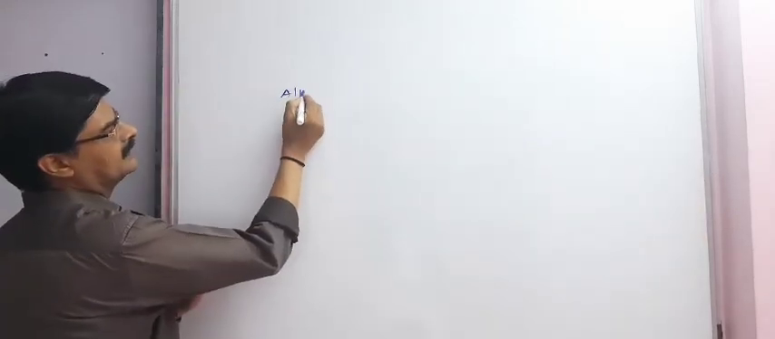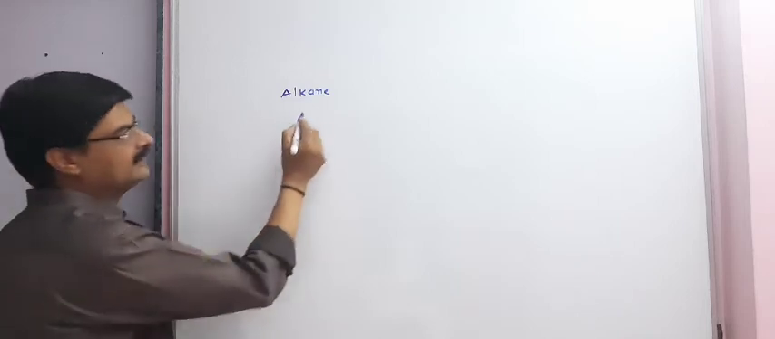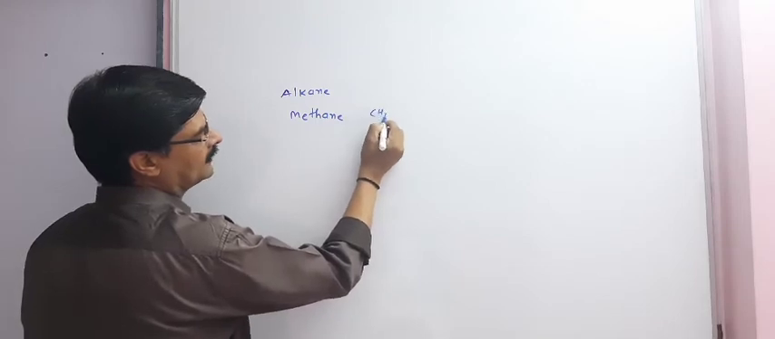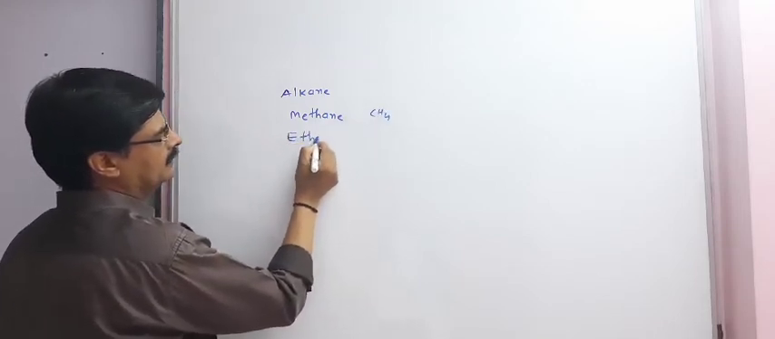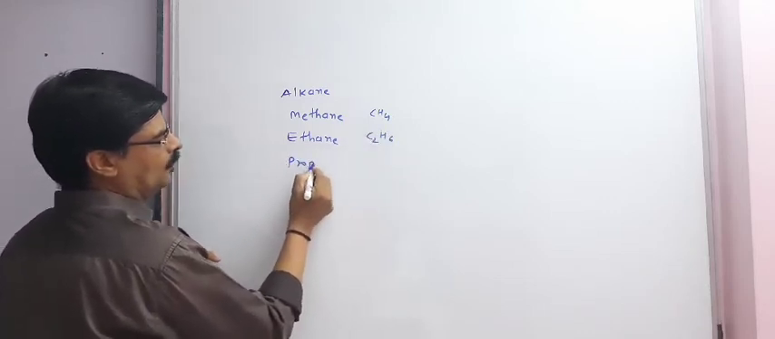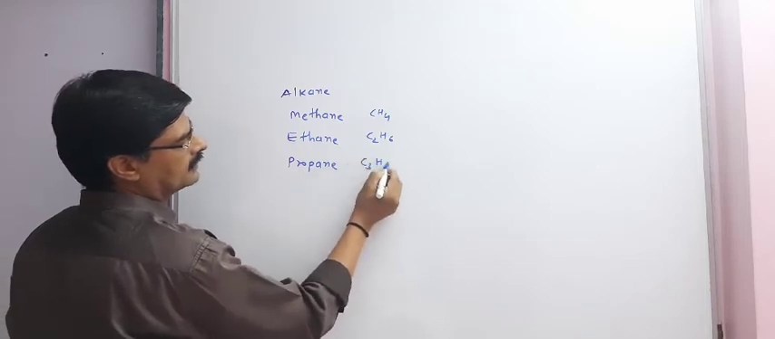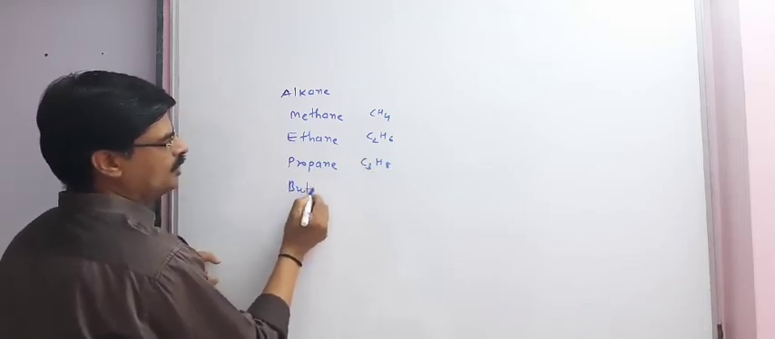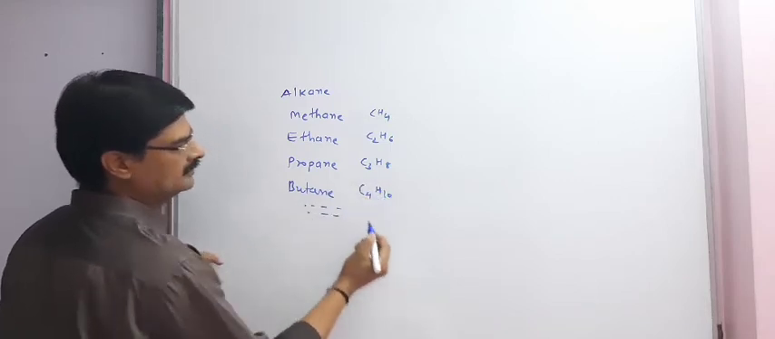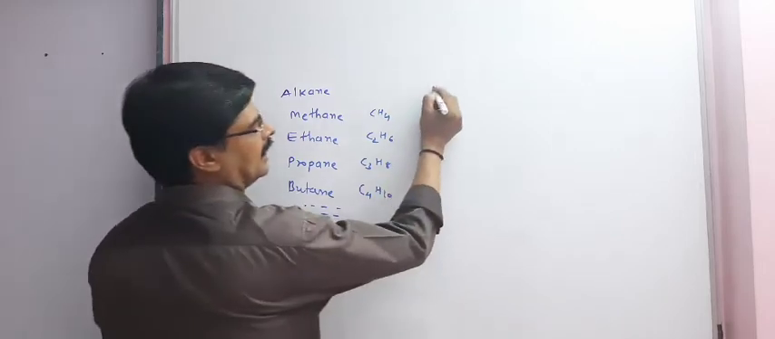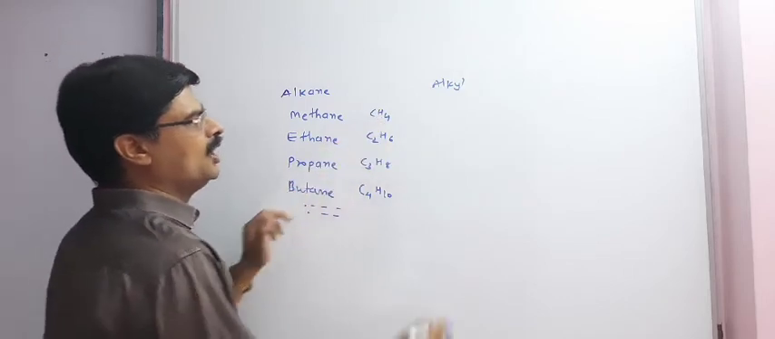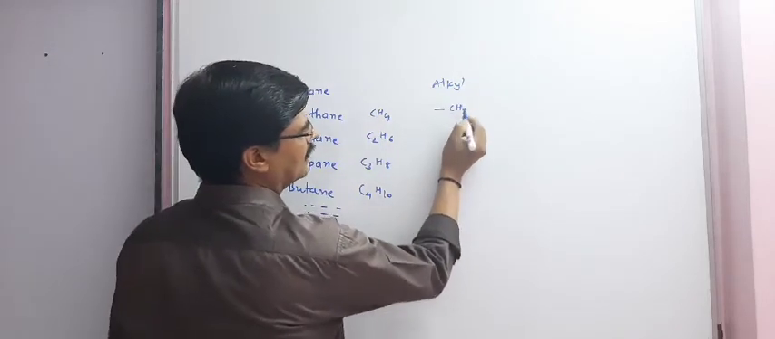We have the alkane series: methane, which is formula CH4, ethane, C2H6, propane, C3H8, butane, C4H10, and so on. So while writing an alkyl group, one hydrogen should be written less and a bond will come. So this will be an alkyl group.